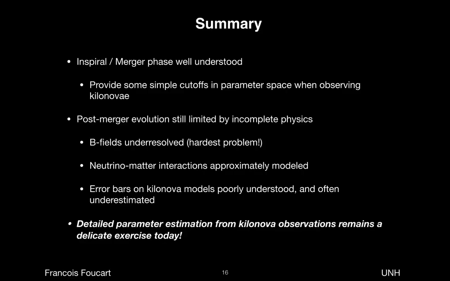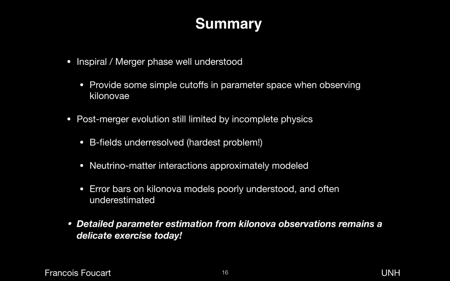So this leads me to my summary and where we stand right now. In terms of the simulation, the inspiral and merger phase is pretty well understood today. In particular, we can provide some simple cutoffs in parameter space when observing a kilonova. In black hole neutron star mergers, mainly on the spin of the black hole and the size of neutron stars. In the neutron star merger case, we can determine whether the system rapidly collapsed or not.